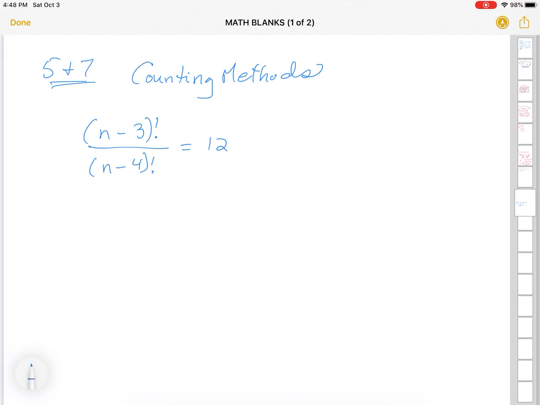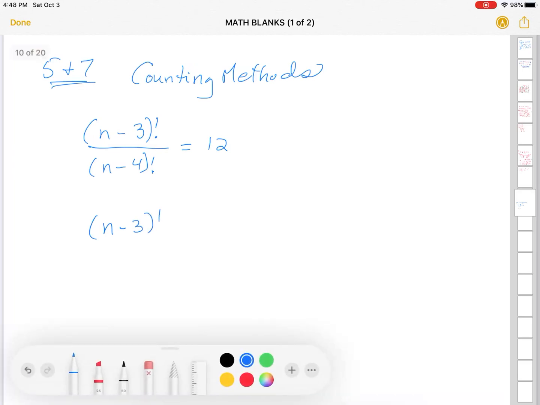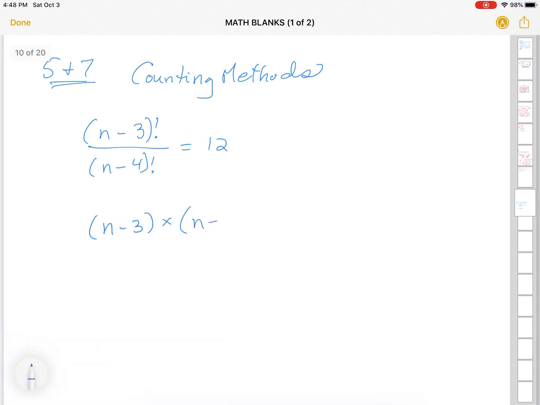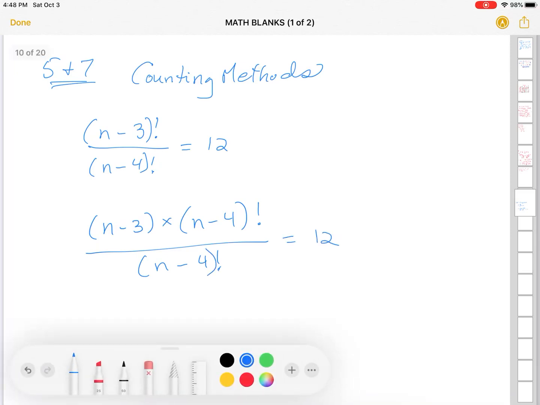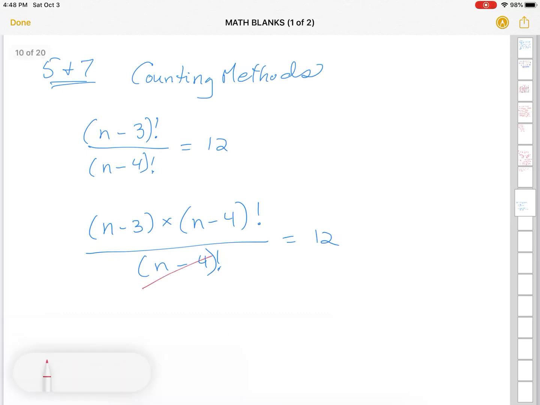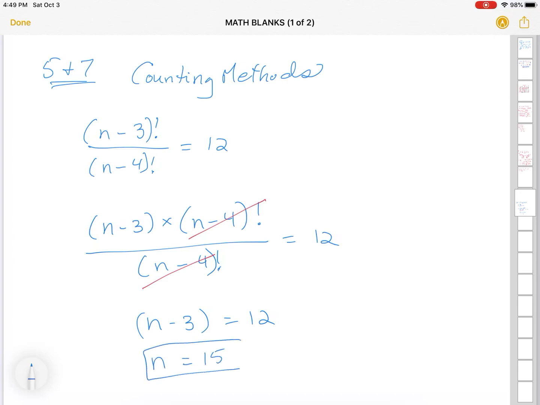So remember that a factorial, if I have n minus 3 factorial, I can expand that out to be n minus 3 times n minus 4 factorial. It's always going down by 1, which would be over n minus 4 factorial equals 12. When I do that, I can divide out the n minus 4 factorial. So that tells me that n minus 3 equals 12. And then I rearrange and find that n is equal to 15.